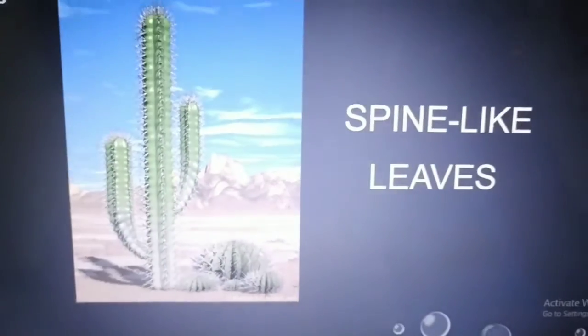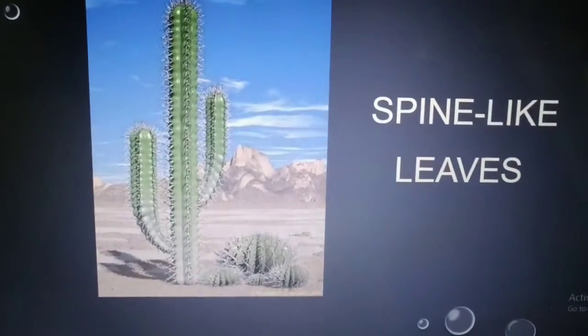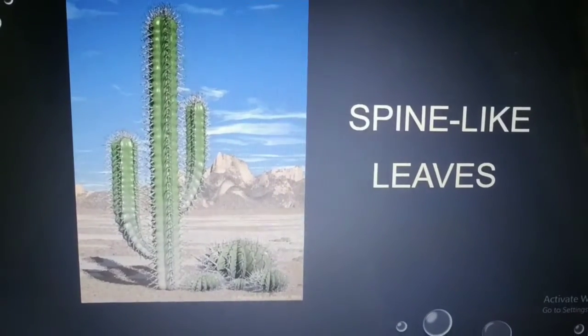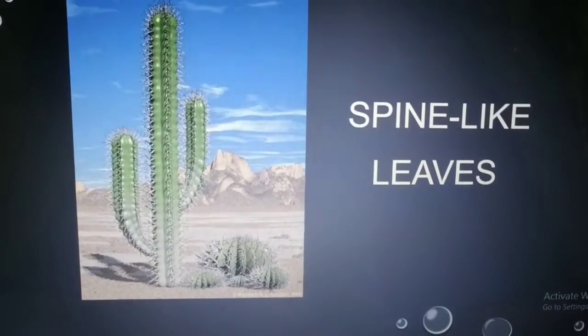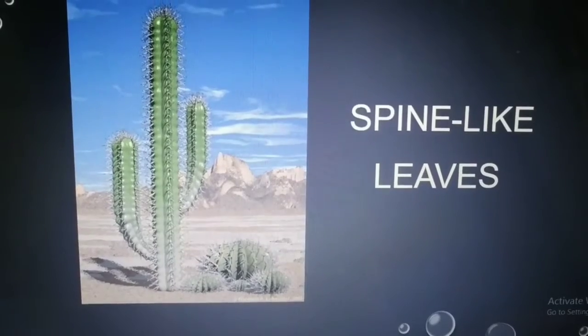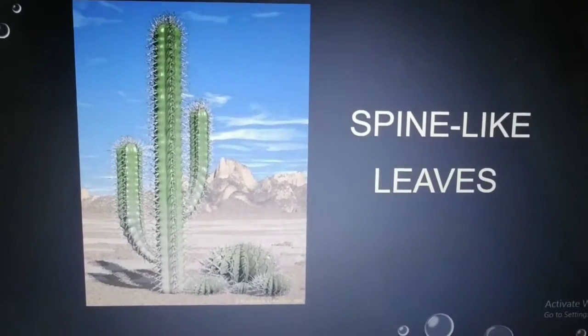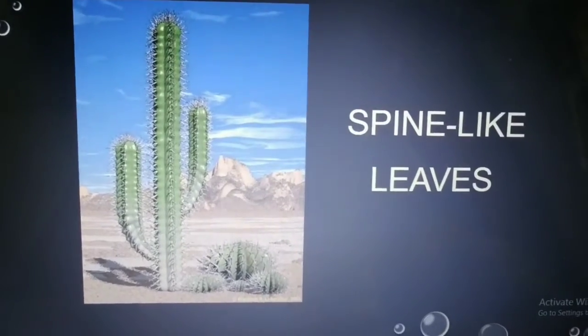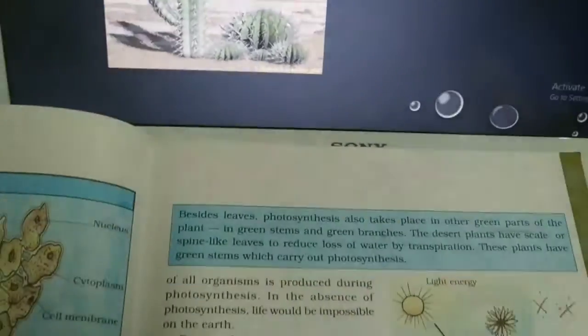Okay, so you can see here, they have spine-like leaves, right? They have green stems which carry out the process of photosynthesis, and they have spine-like leaves to prevent the process of transpiration from taking place. Okay, so you're clear with this?